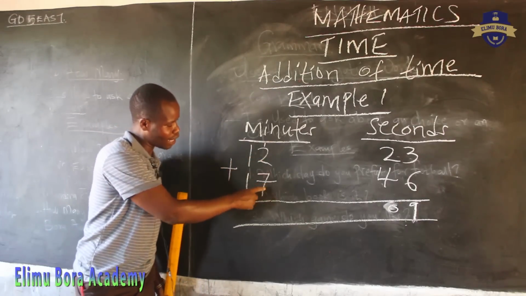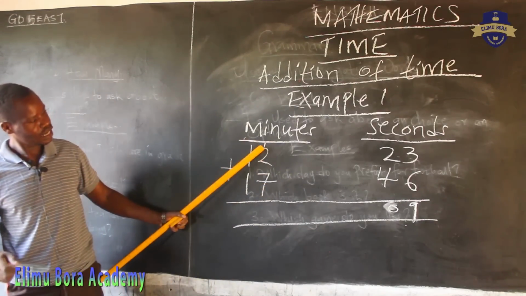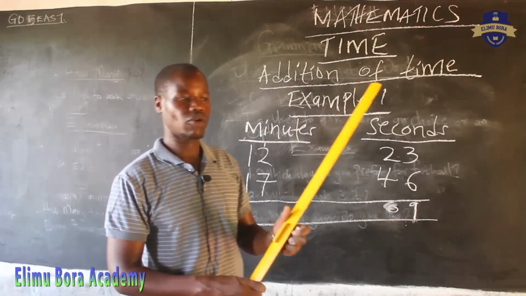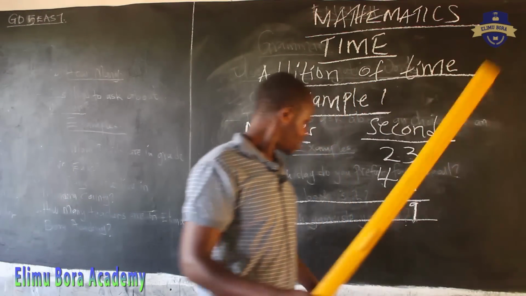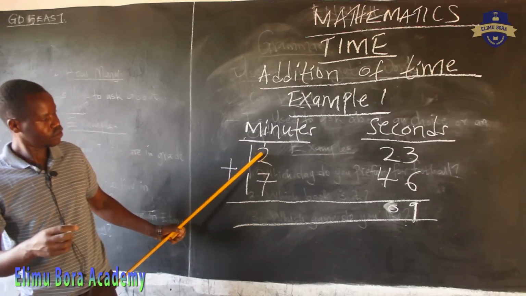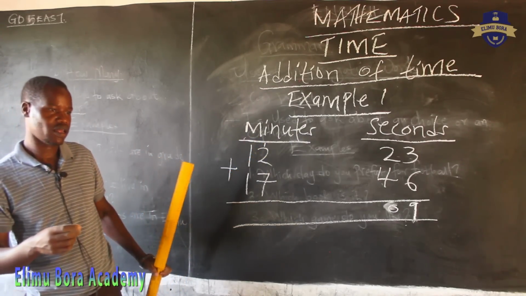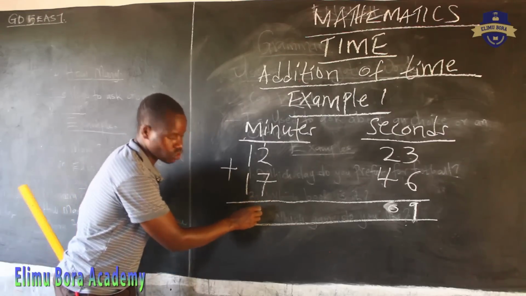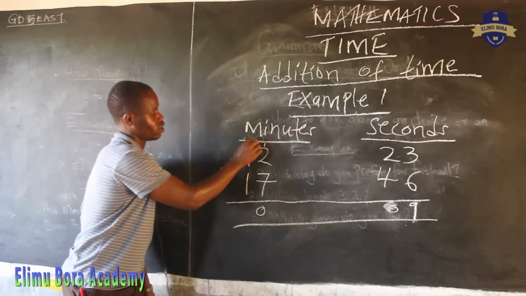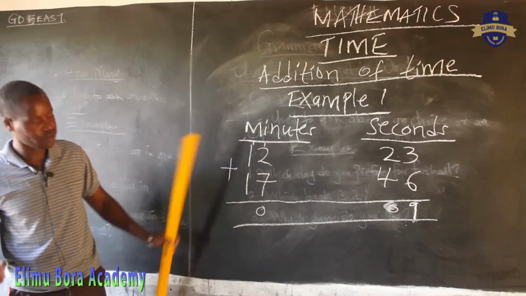And then 3 plus 7. 3 minutes you add 7 minutes. Yes, Najma. We are going to get 10. So then you write 0, and then you carry 1. So 1 plus 1, 2.